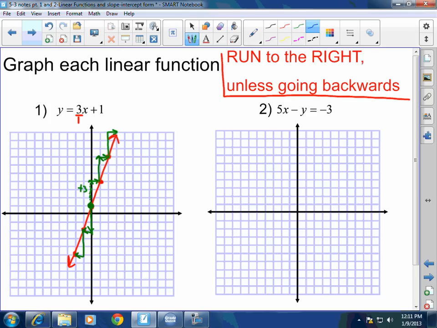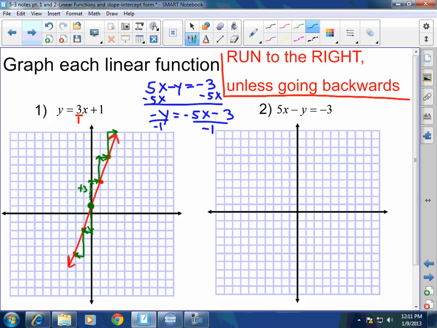Next one. I've got 5x minus y equals negative 3. What's the first thing I've got to do here, gentlemen? Y alone. Very good. How do I do that, sir? Subtract 5x from both sides. Fantastic. Well done, son. Good job in remembering. So I got negative y equals negative 5x minus 3. How do I solve for y? You divide negative 1 to both sides.